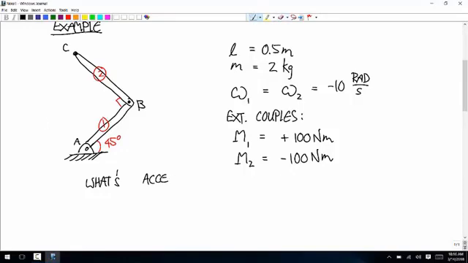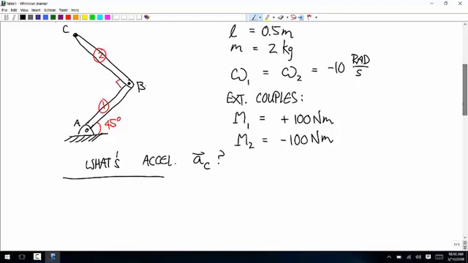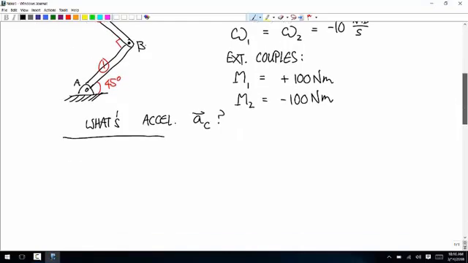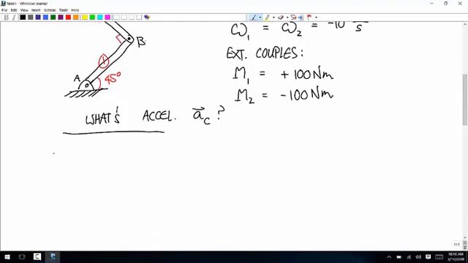Okay, so what's the acceleration of C? All right, so we're going to go through the linkage steps. That means first we do the rigid body analysis of the 2 members. So first, member 1. Is there a fixed point? Yep.